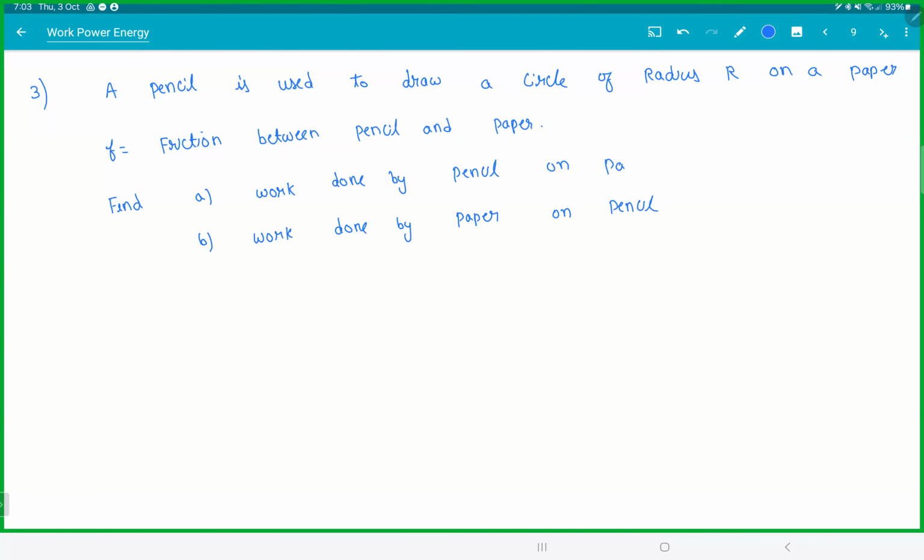Let's get this. So you took a pencil, you drew a circle of radius r, friction between the paper and the pencil is F. So the answer will come in terms of F and r. Signs are important.